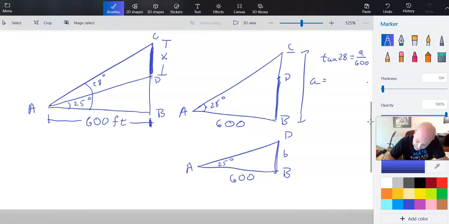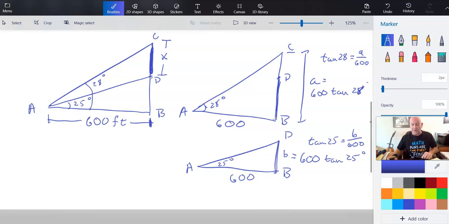So it's 600 tangent 28.8. Okay. Now over here, same thing. Tangent 25 is B over 600. So B is equal to 600 tangent 25. So we can figure out both of those sides now.